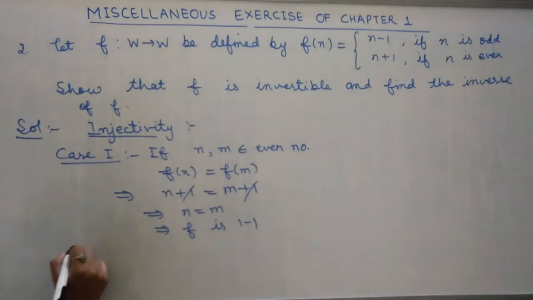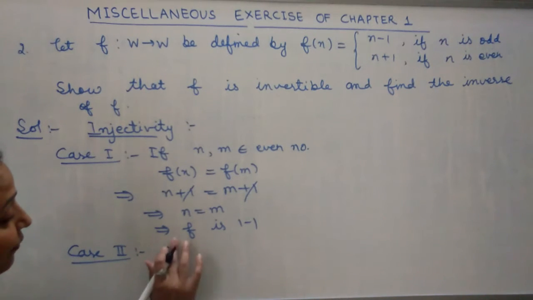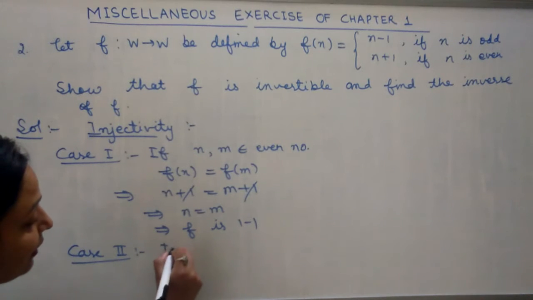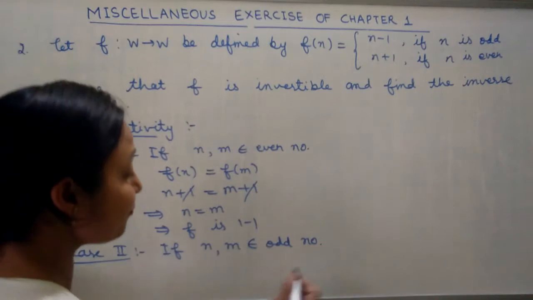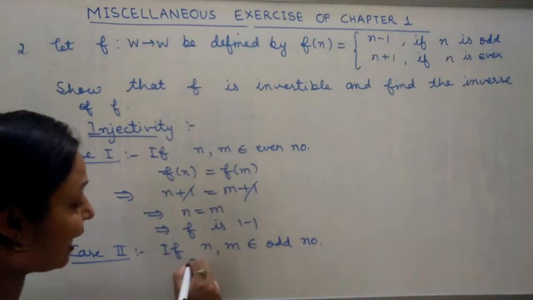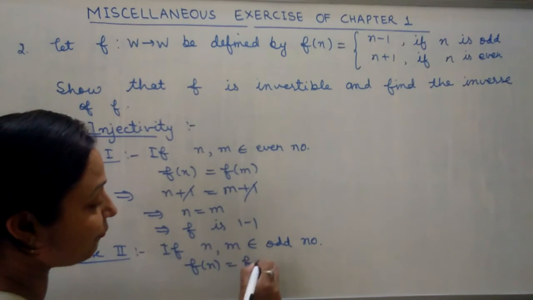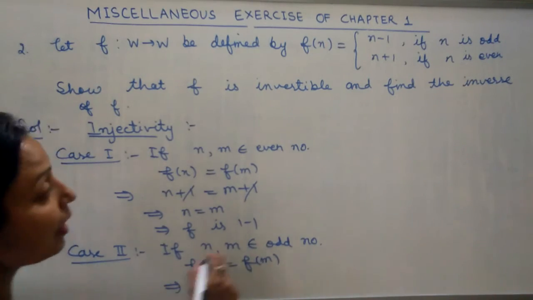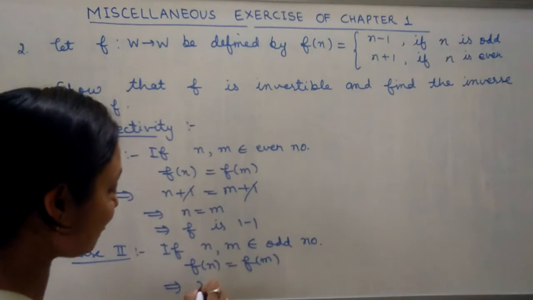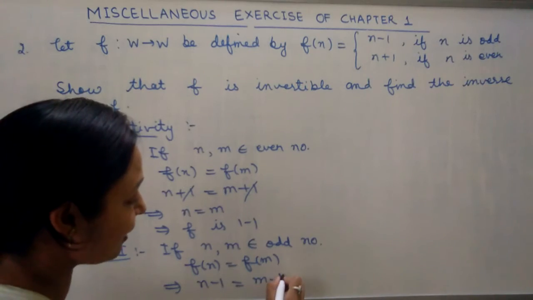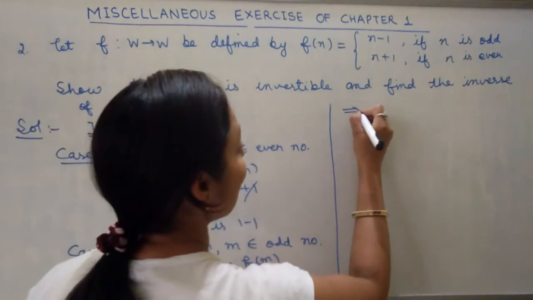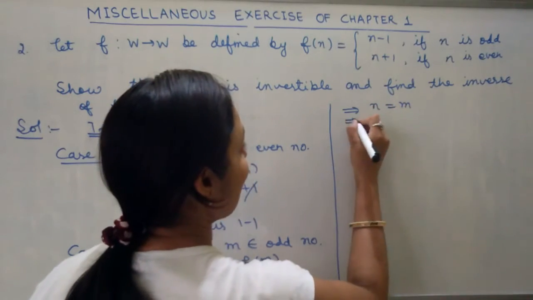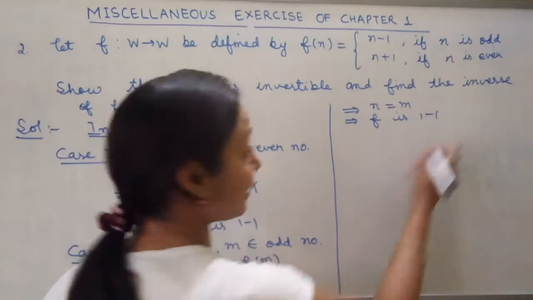Now case 2. What is case 2? If n and m both belong to odd numbers. If both belong to odd numbers, I will start the mapping f(n) equals f(m). That will equal, since n is odd, n minus 1 equals m minus 1. This 1 and 1 will cancel. So we have n equals m. That is, f is one-one again.